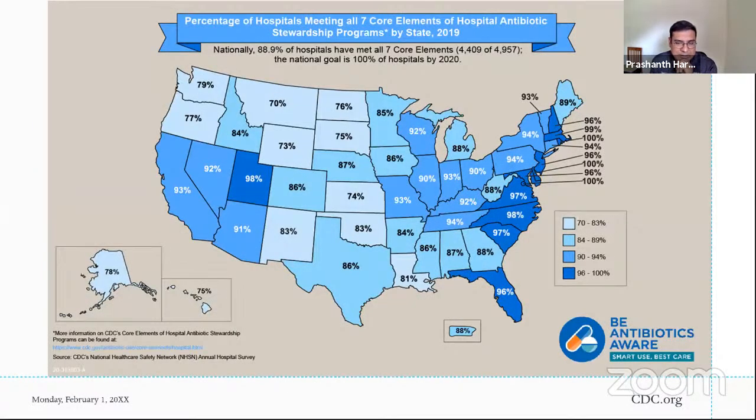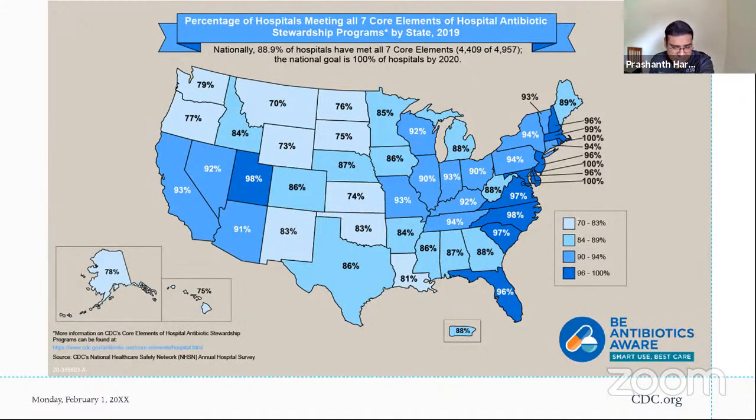So this is just a map that I wanted to show, the number of hospitals in the US that adhere to all these elements we discussed right now. So you can see the varying numbers. It is not standardized. You can see that with the developed hospitals on the west coast. Let me just explain the colors.